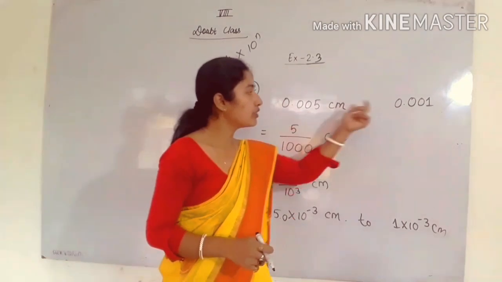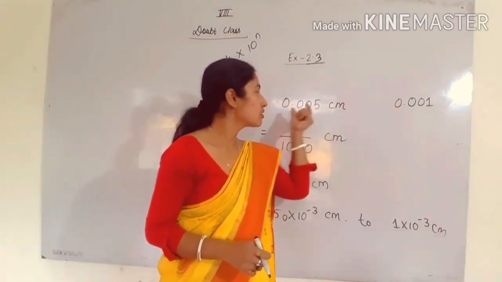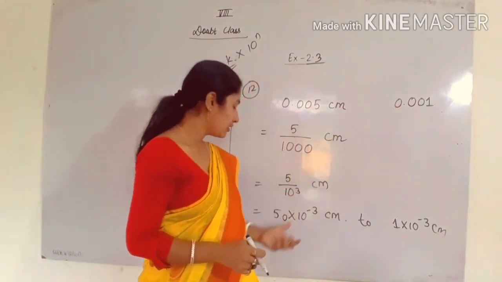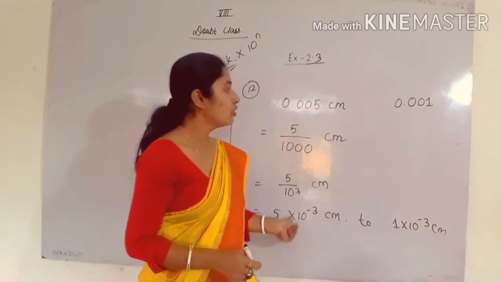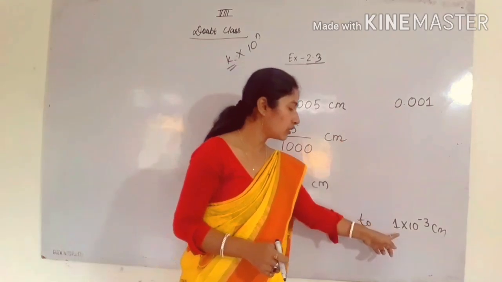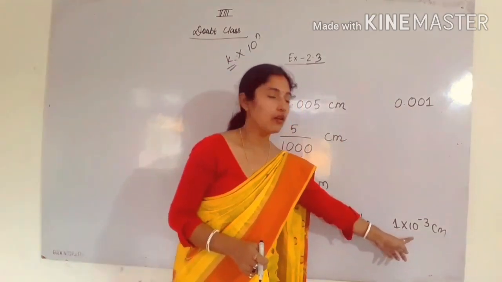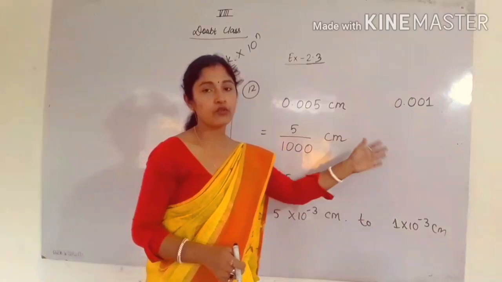Similarly, we can convert 0.001 also. See, 0.005 is converted to 5 into 10 to the power minus 3. So 0.001 will be converted into 1 into 10 to the power minus 3. The same way you have to do. Okay.